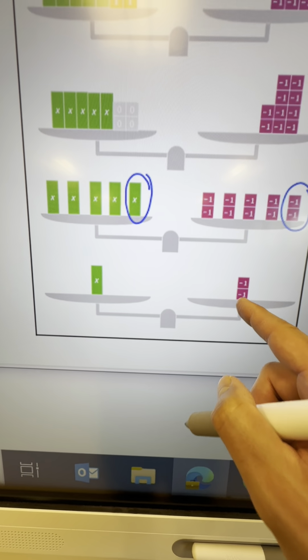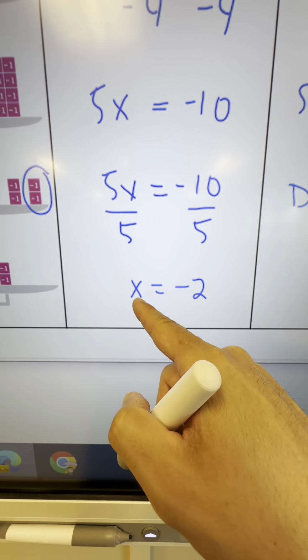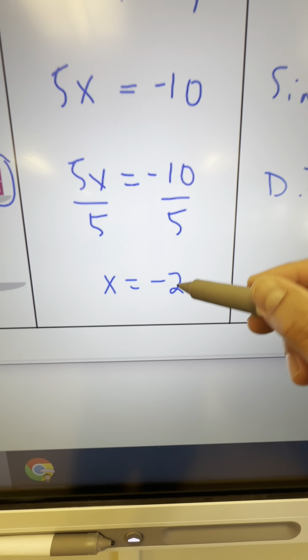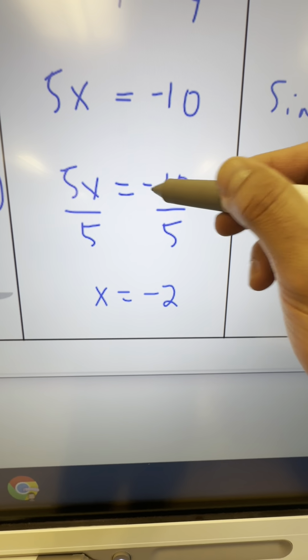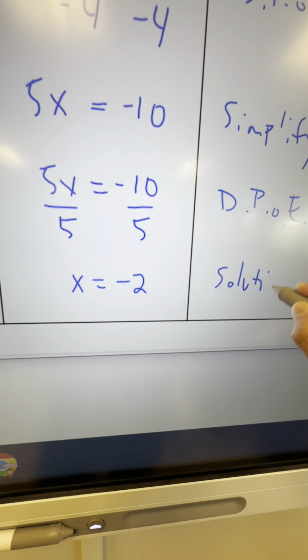So x equals negative 2, right? You can see here algebraically, 5 divided by 5, we're left with 1x. And then 10 divided by 5 is 2, and we're dividing negative 10. So we get negative 2 as our answer. And this right here is our solution.